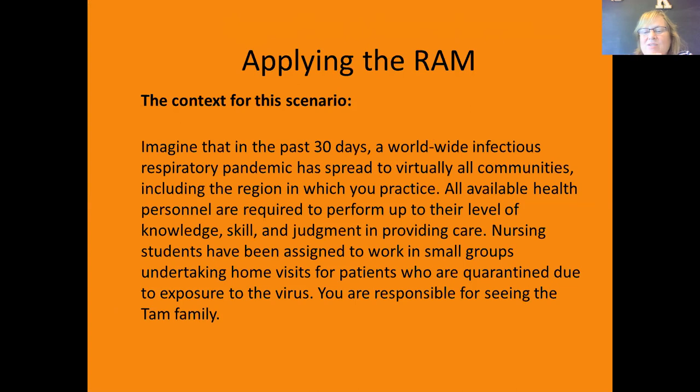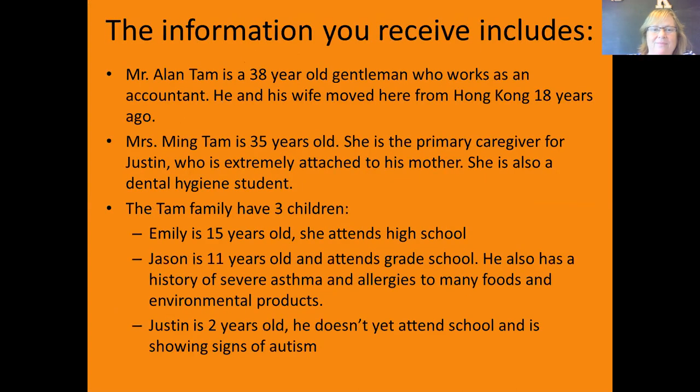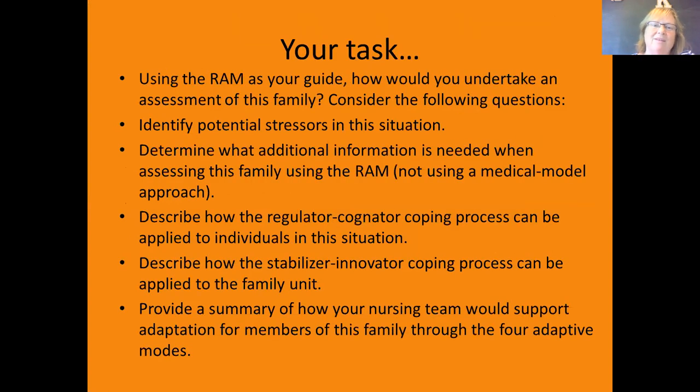And you in a small group are asked to be responsible for seeing the Tam family. So here's what we know. Mr. Alan Tam is a 38-year-old gentleman who works as an accountant, and he and his wife moved here from Hong Kong 18 years ago. Mrs. Ming Tam is 35. She's the primary caregiver for Justin, who's extremely attached to his mom, and she's also a dental hygiene student. The Tam family have 3 children. Emily is 15 years old, and she attends high school. Jason is 11 years old and attends grade school, and he has a history of severe asthma and allergies to many foods and environmental products. And then Justin is a 2-year-old who doesn't yet attend school and is showing signs of autism. So what would you do with all that information?